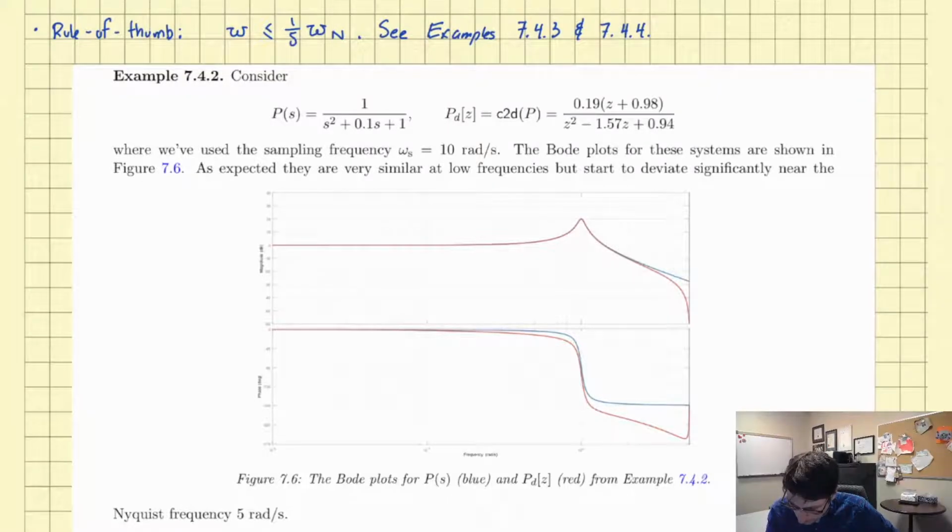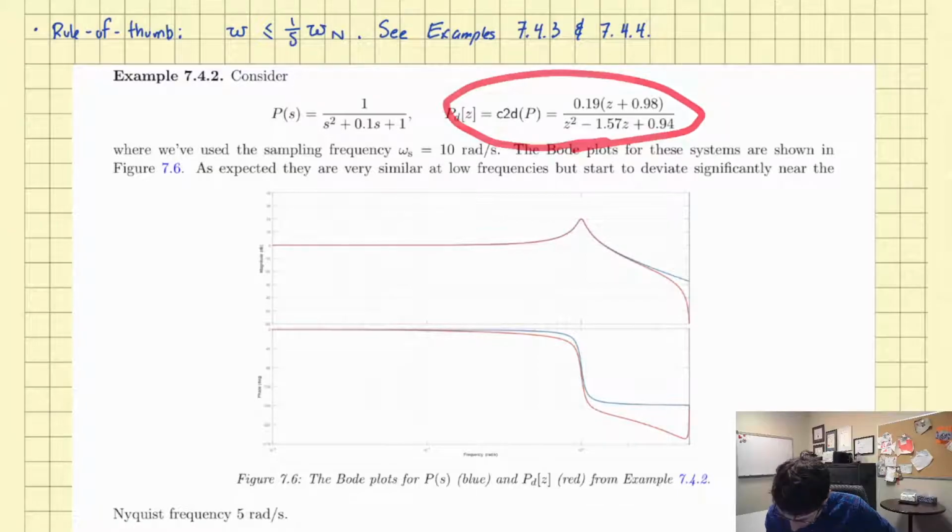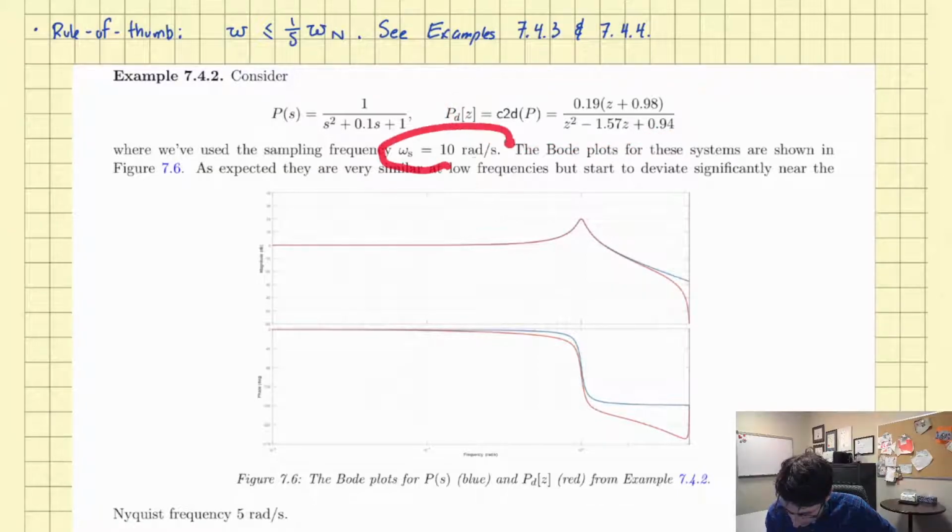So here we have a continuous time plant P of s. Here we have its discretization, and the sampling frequency is 10 radians per second. Okay, so let me highlight that. And what you see below is the Bode plots for these two systems over the range from 0 up to the Nyquist frequency, so up to pi over t. So this goes from 0, well, it's a log scale, so 0 is over here, and this point here is pi over t, which equals 5 rads per second.